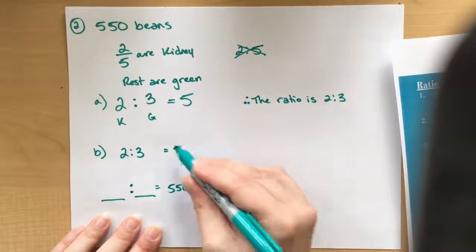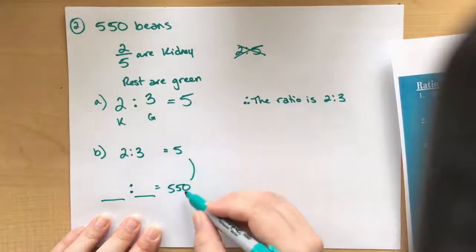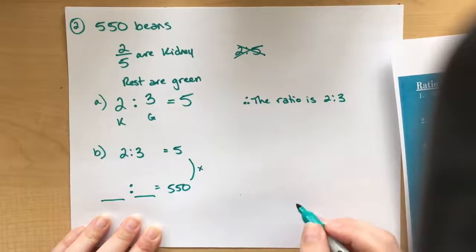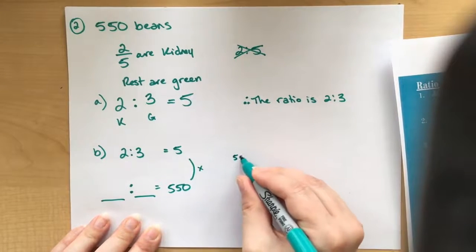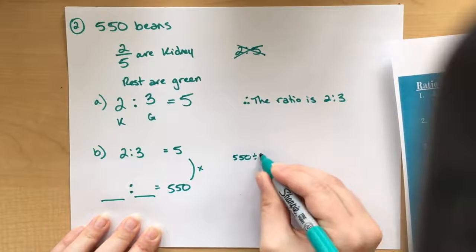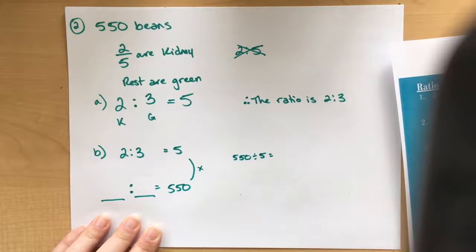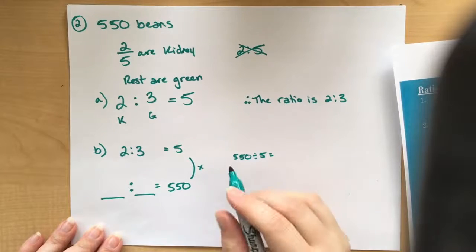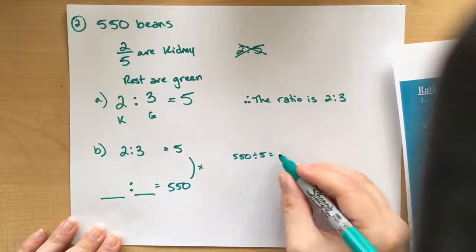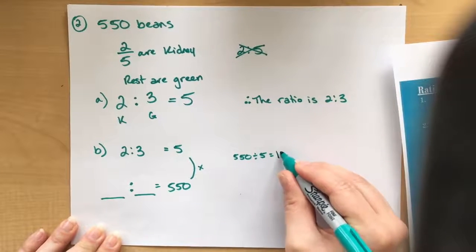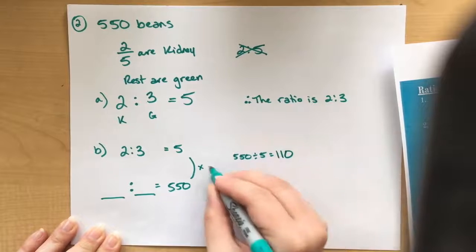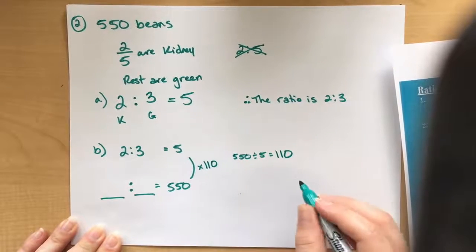So I need to figure out what my scale factor is from 5 to 550. I know it's getting bigger, so I know it's multiplication. Okay, I'm going to take my 550 and I'm going to divide it by 5. In this case, it would be 110. So I know that I'm using a scale factor of 110.